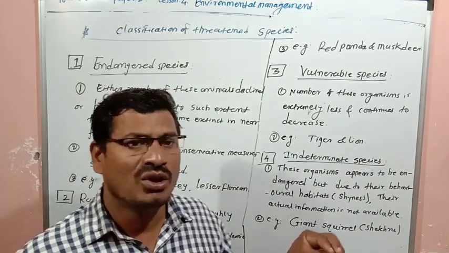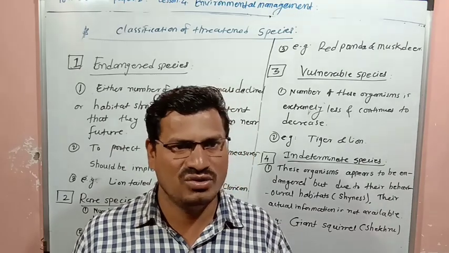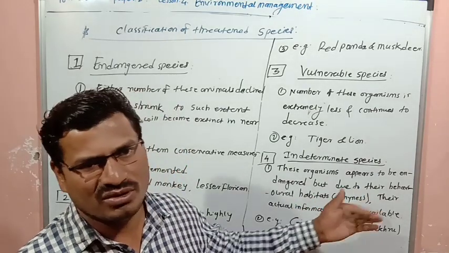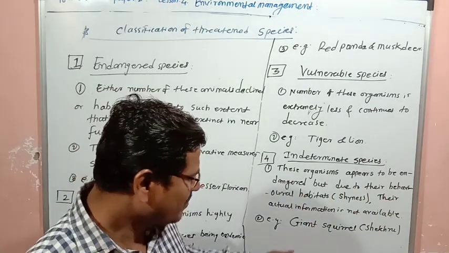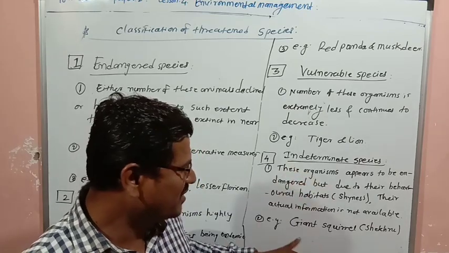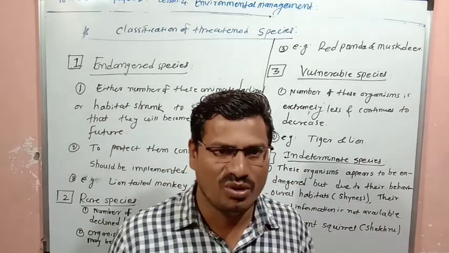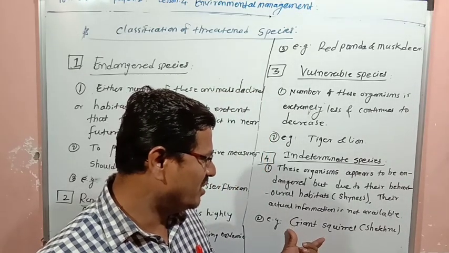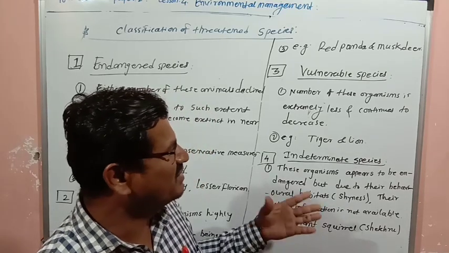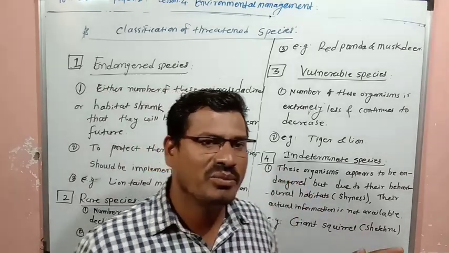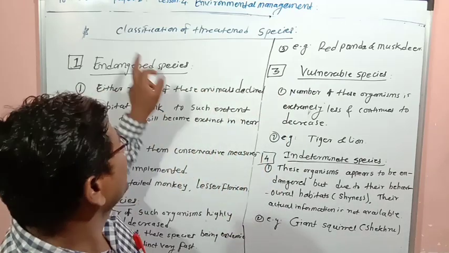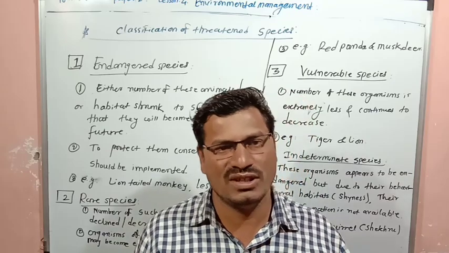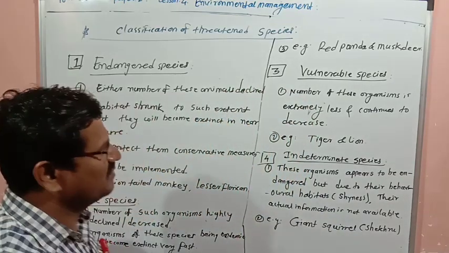Indeterminate species are those whose actual number and information is not available due to shyness, because of which they are not coming into open spaces. Which are the indeterminate species? The giant squirrel is there, or Shekru. The giant squirrel is found in India. This is the classification of threatened species, whose numbers are less and which are going to become extinct. So in that, we have studied four classifications.